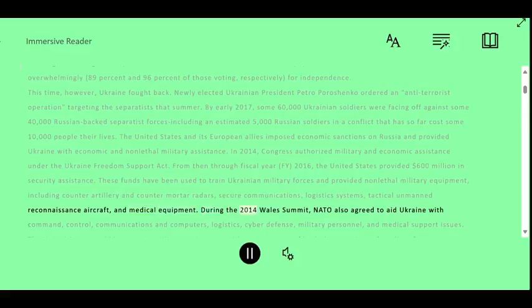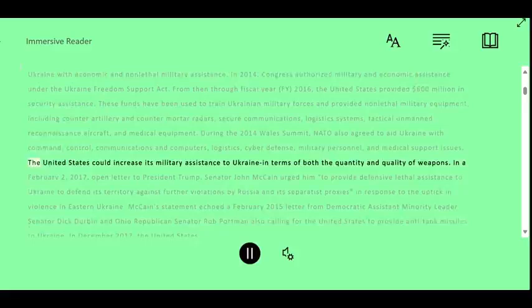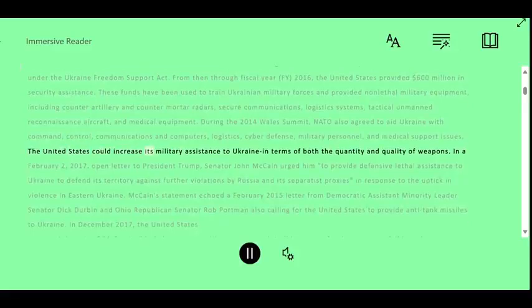During the 2014 Wales Summit, NATO also agreed to aid Ukraine with command, control, communications and computers, logistics, cyber defense, military personnel, and medical support issues. The United States could increase its military assistance to Ukraine in terms of both the quantity and quality of weapons.